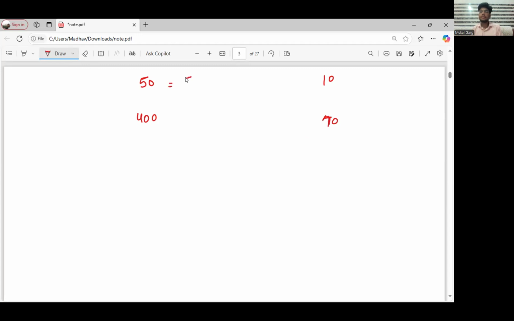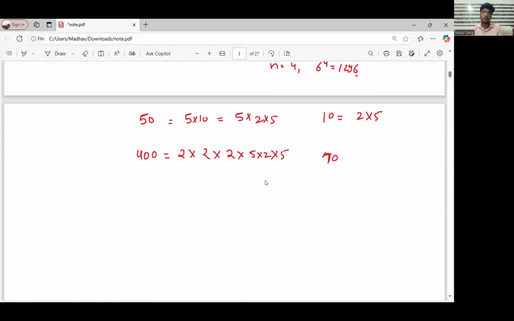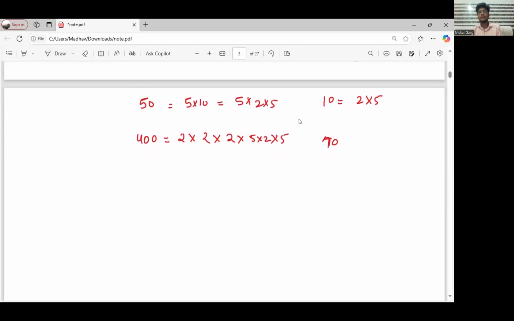This can be written as 5 into 10, or 10 can also be written as 2 into 5. This is the prime factorization. 400 can be written as 2 into 200, that is 2 into 100, that is 2 into 50, and 50 is 5 into 2 into 5. That's how you can write down 400. 70 can be written as 7 into 2 into 5.